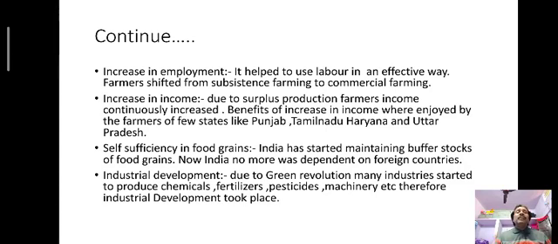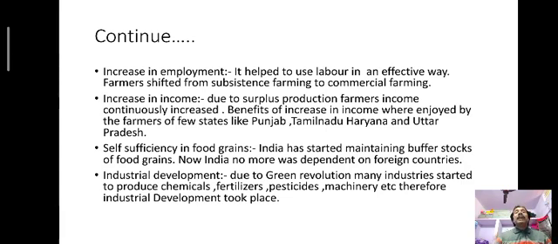As we know, the production started at a large scale, and due to that, surplus production helped to increase the income continuously. Benefits of the increase in income were enjoyed by the farmers of a few states like Punjab, Tamil Nadu, Haryana and Uttar Pradesh. So here it is told that the production increased multiple times, due to that the income of the farmers also increased at a faster rate and they enjoyed their life.